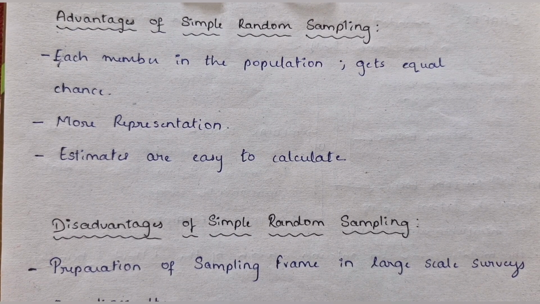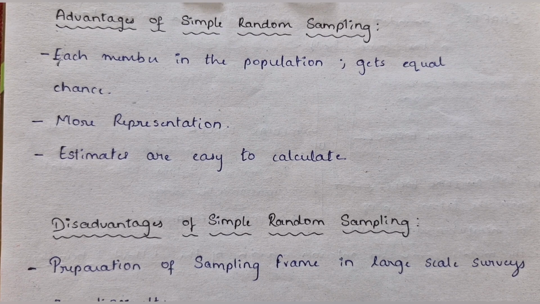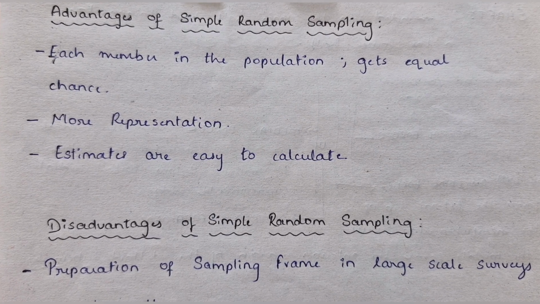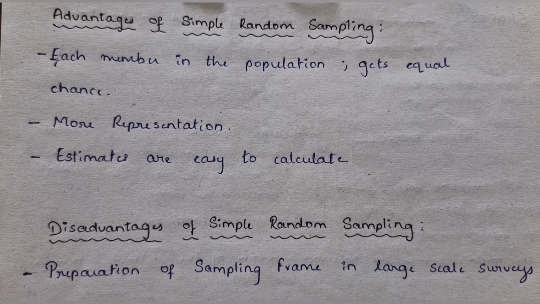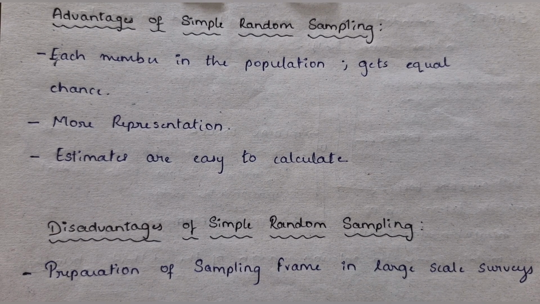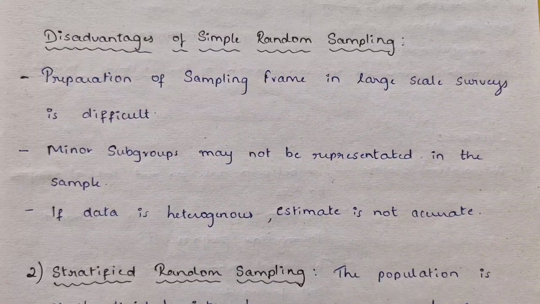Advantages of simple random sampling. Each member in the population gets equal chance. There is more representation and the estimates are easy to calculate.